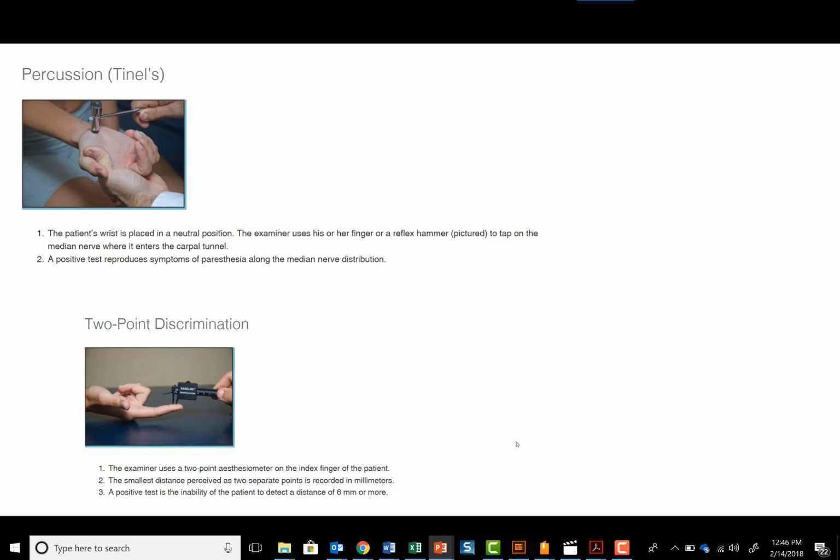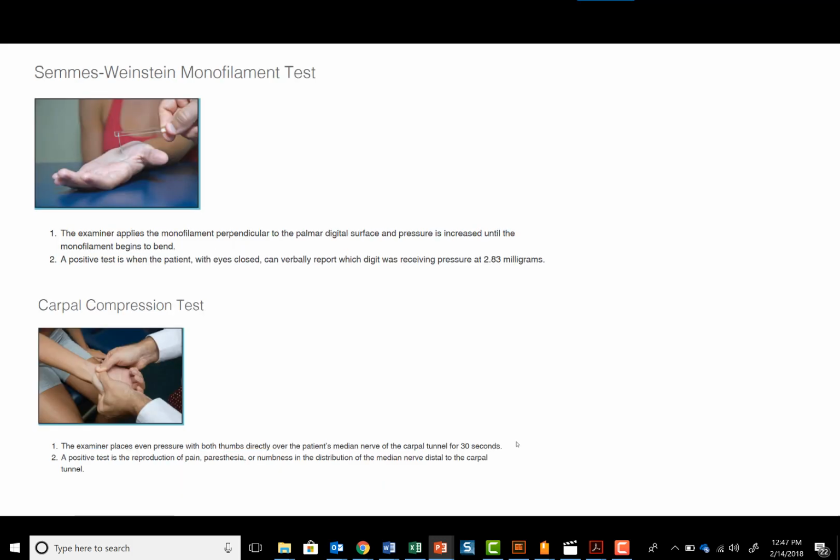Also, we have two-point discrimination. So with this compression, they can start to get numbness and not feel as much. If they cannot feel a distance of more than 6 millimeters, that would be positive. So we can use two-point discrimination. We can go through that in lab as well. And then monofilament testing. If in the median nerve field, they should be able to feel up to 2.83 milligrams of pressure. We have the Semmes-Weinstein monofilament test in the lab as well that we can go over in lab.